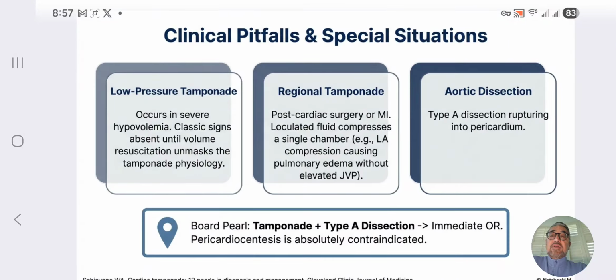There is a condition called low pressure tamponade which occurs in severe hypovolemia such as motor vehicle accidents. When fluid is repleted, then the tamponade manifests itself. Regional tamponade can happen in patients who undergo cardiac surgery. In aortic dissection, type A, the blood leaks into the pericardium. Tapping such a tamponade is absolutely contraindicated.